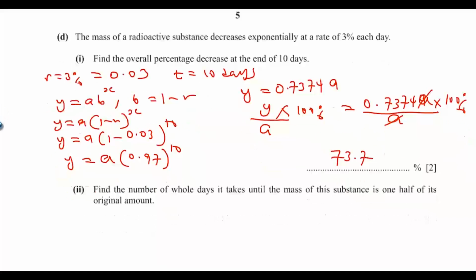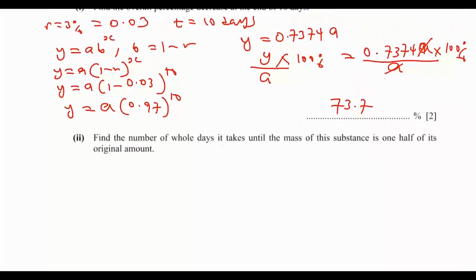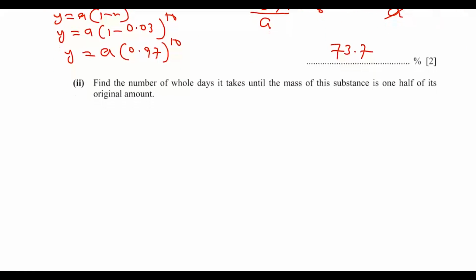So let's go to part 2. Find the number of whole days it takes until the mass of this substance is 1/2 of its original amount. Don't forget that the original amount is a. So the new value will be y equals 1/2 of a. That will be the new value.